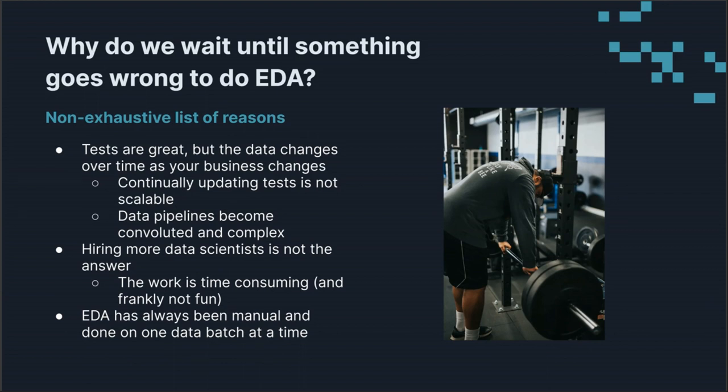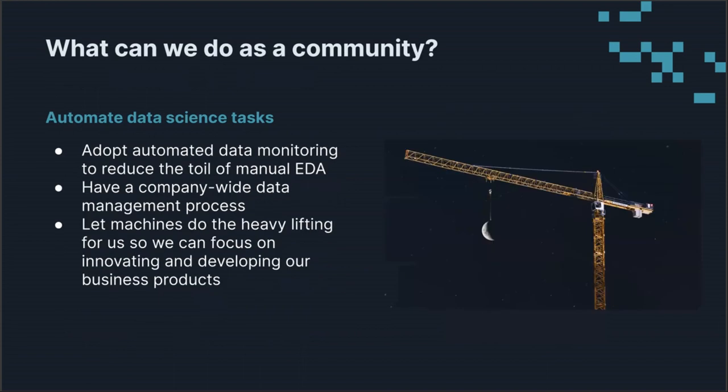And people complain about the data sometimes. So as someone who's monitoring these data tables, you have to go in and make sure that they're happy. Another reason is that EDA has always been manual and it's done on one data batch at a time. Traditionally that's done this way. And I'm thinking, well, why not do this automatically? Because we can do that. We can build tools to make this automated, so we can let the machines do the heavy lifting. And that will reduce the manual toil of EDA and help companies to establish a company-wide data management process.